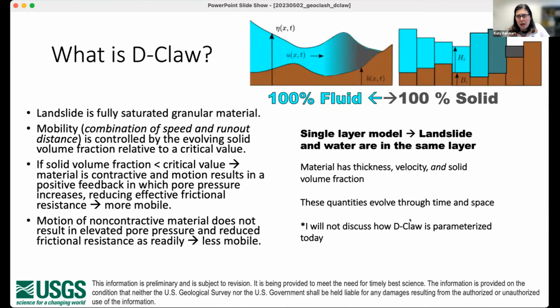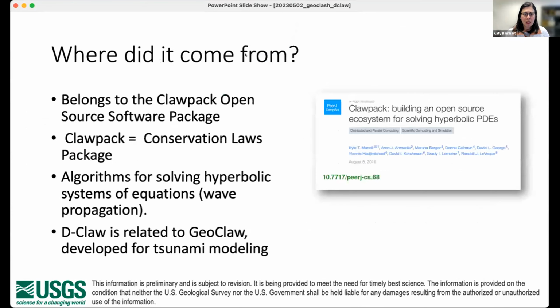And this cartoon in the upper portion of the right-hand column is a reminder that this is a depth average model. So there's no landslide material going underwater, but we're dealing with depth average quantities. DCLAW is an outgrowth of the CLAWPACK family of codes that are based on algorithms for solving hyperbolic systems of equations, and specifically the GeoClaw software developed for tsunami modeling.